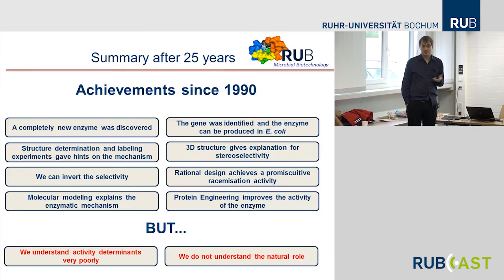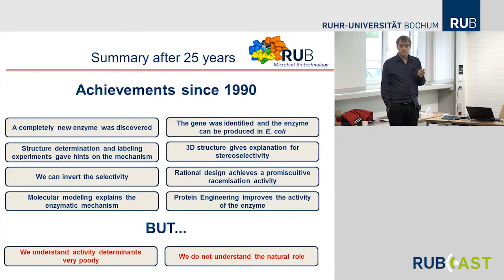Some have good information, others have in some parts of the enzyme very poor information. Okay? This is what's determining your success. And if you use engineering, we can invert selectivity. We can teach the enzyme to make a new activity. We can now explain the enzymatic mechanism. And we can increase activity. So far, we still don't really understand why amino acid exchanges influence, or how they influence activity. The second thing is, we still have no idea about the natural role.